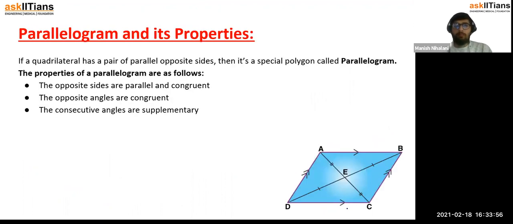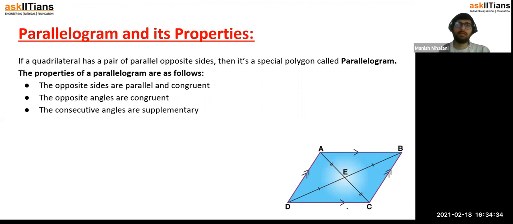Then we have the parallelogram, right? Parallelogram, as we said, if you just push the rectangle from the top, you get a parallelogram. So if a quadrilateral has two pairs of parallel opposite sides, then it's a special polygon called a parallelogram, right? That is, AB is parallel to DC and AD is parallel to BC, as you all can see in the arrows. Now this is a very important quadrilateral because this is a general parallelogram, whereas rectangles and squares are also parallelograms themselves with additional properties.